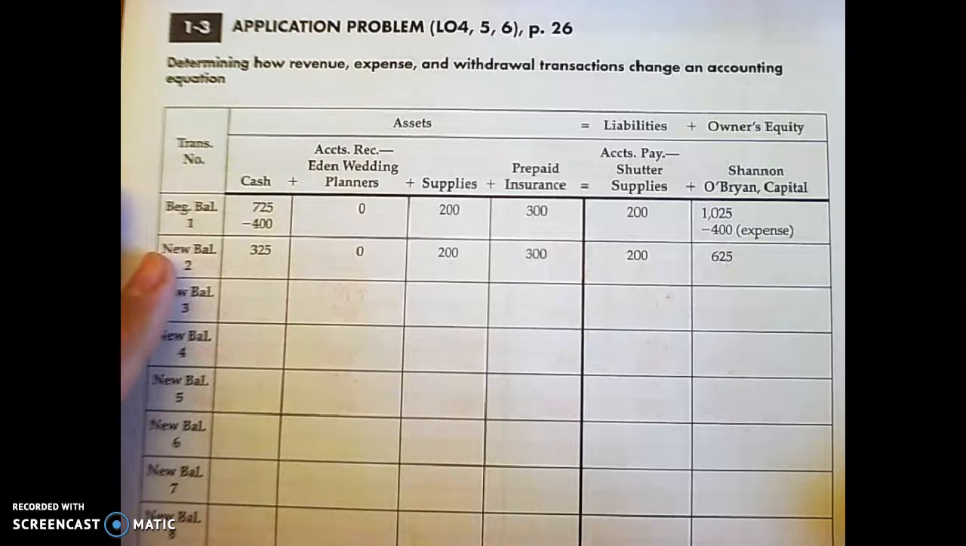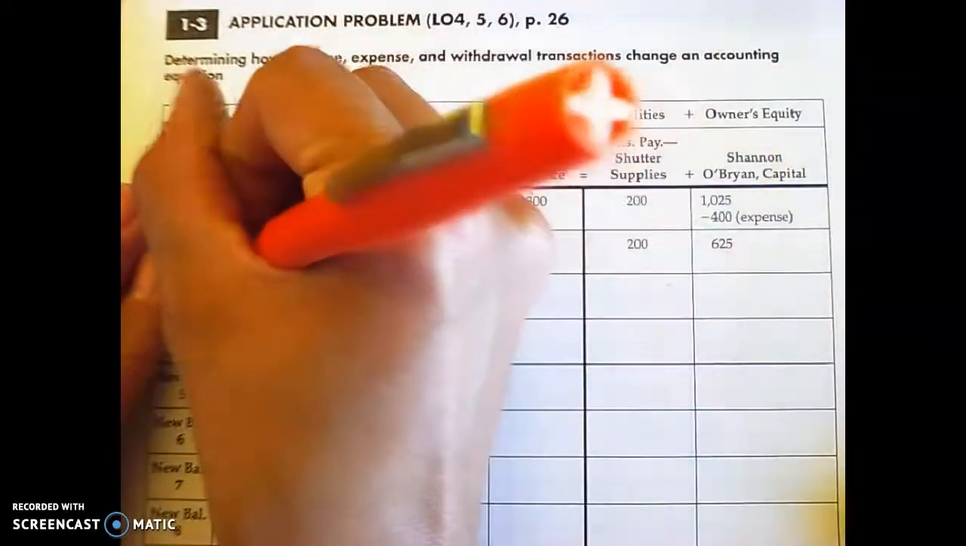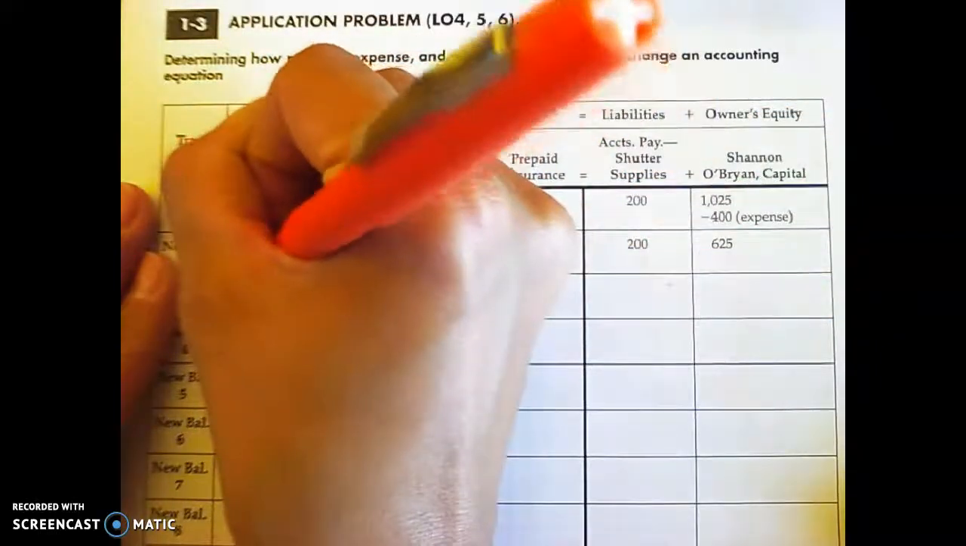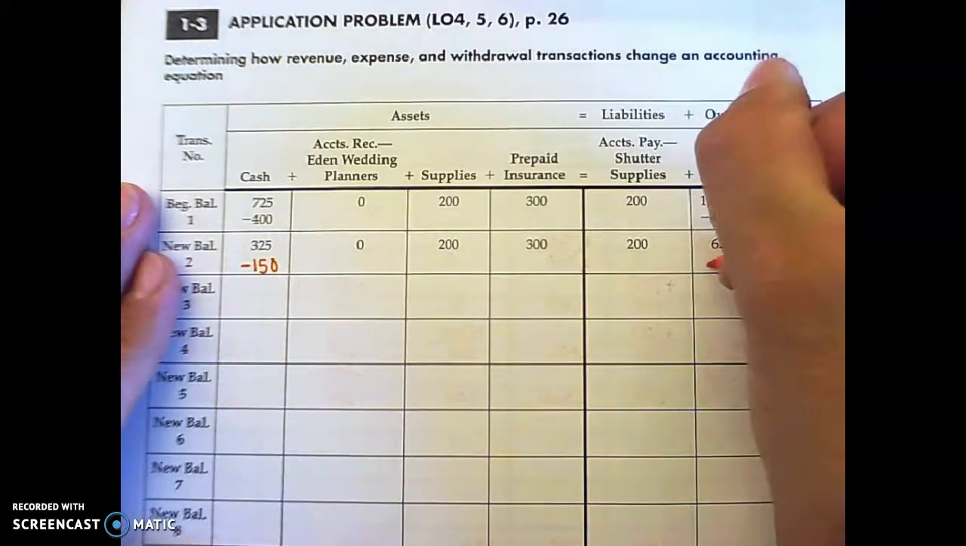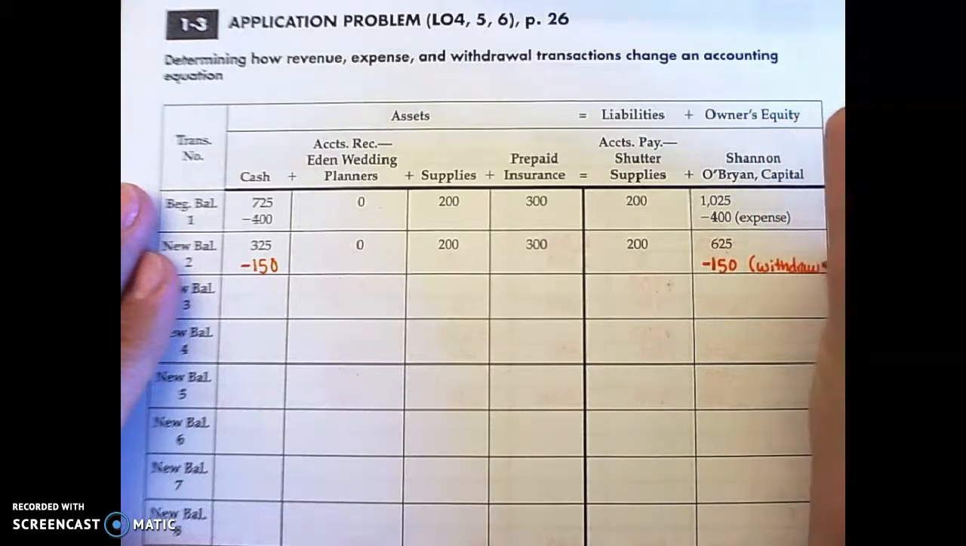So the owner is withdrawing cash. They are taking out cash. So we are going to subtract from cash $150. And this is also going to take away from the owner's equity account, from their capital accounts. We will write 150 here, and then we will put withdrawal in parentheses.